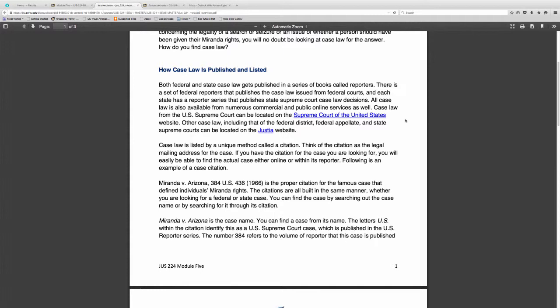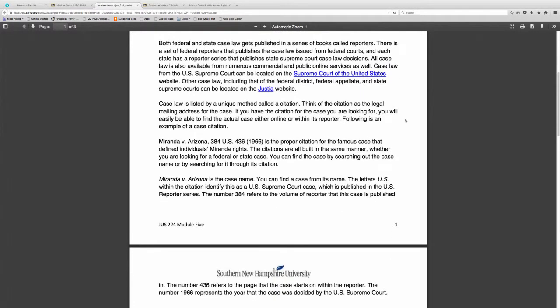Case law is also available from commercial and public online sites, but let's first take it with the U.S. Supreme Court. It can be found at Supreme Court of the United States, and there's a link for it there that you can click on and it'll take you directly to it. You can find other case law, including that of the federal districts and appellates and state Supreme Courts, located in the Justia site. So there are a couple of easy sources there for you, both with links.